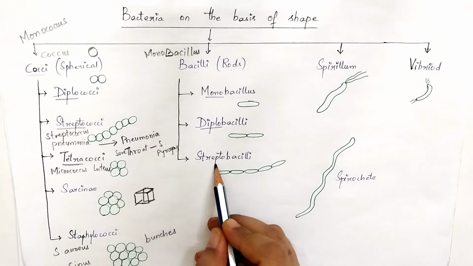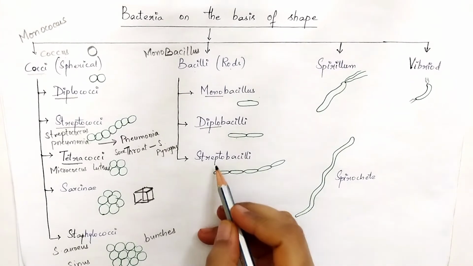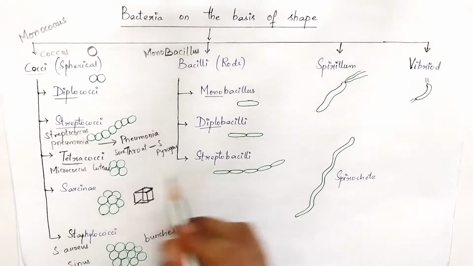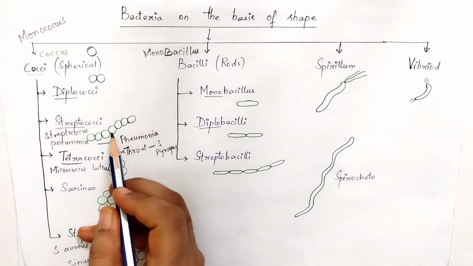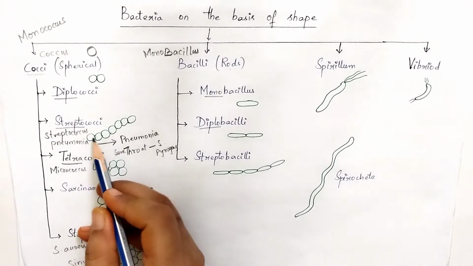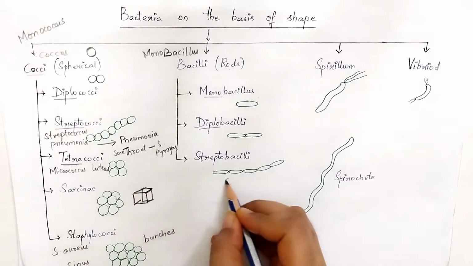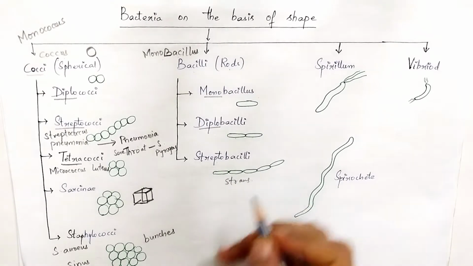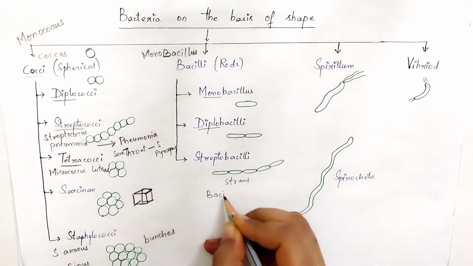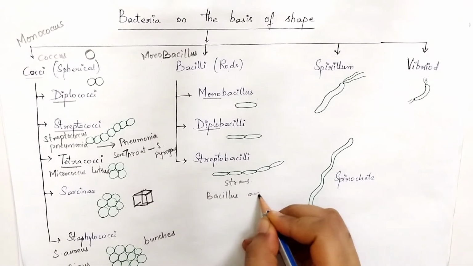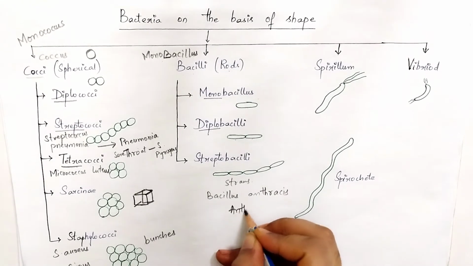The next is streptobacilli. In the same way as we have seen in the case of streptococci, a chain of cocci, here also there is a chain of rod shaped bacilli, appearing like straws. The best example for this is Bacillus anthracis, which causes the disease called anthrax.